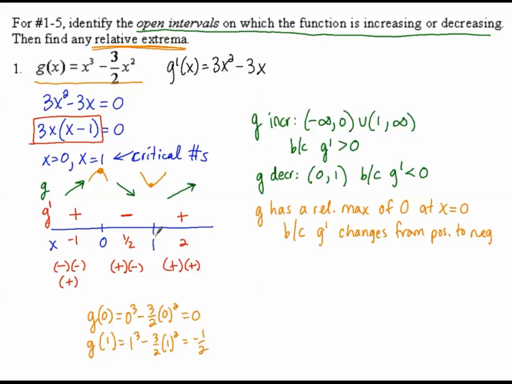And here at x equals 1, there is a relative min because G changes from decreasing to increasing. So we will say G has a relative minimum of -1/2 at x equals 1 because, and again we're going to use G prime to say why we know that. G prime, the derivative of G, changes from negative to positive.